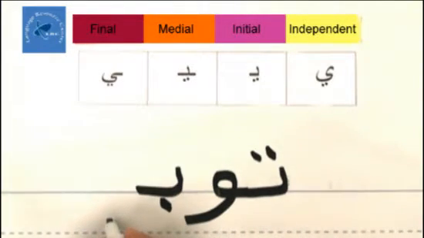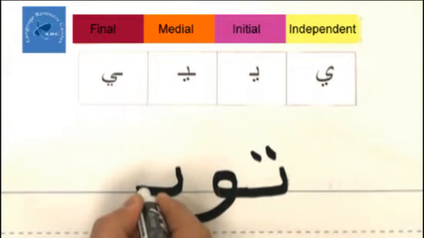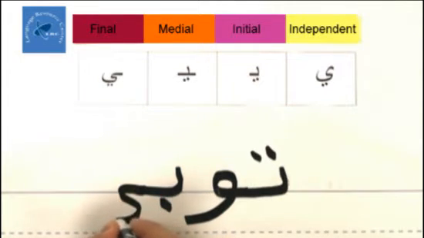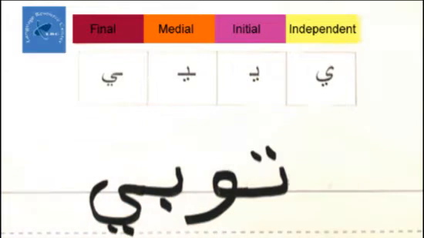To be. And the last sound is E in its final position. So we do a tail and the goose. And of course, 2 dots under. To be.